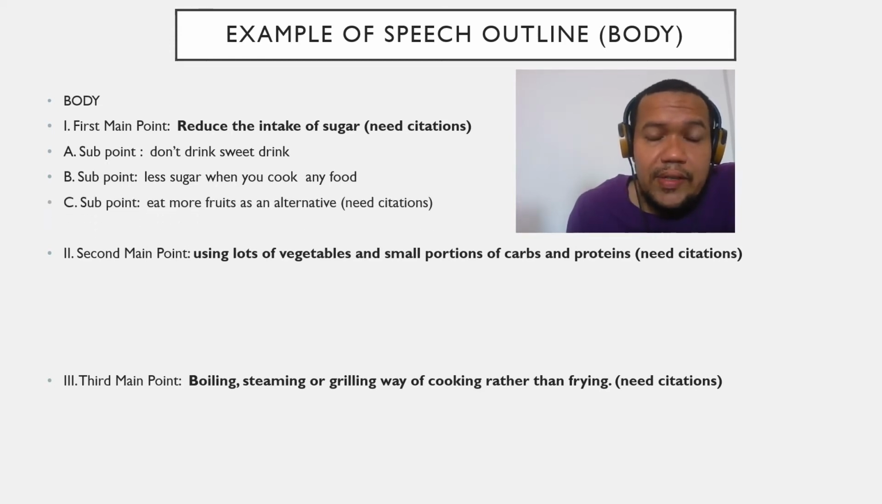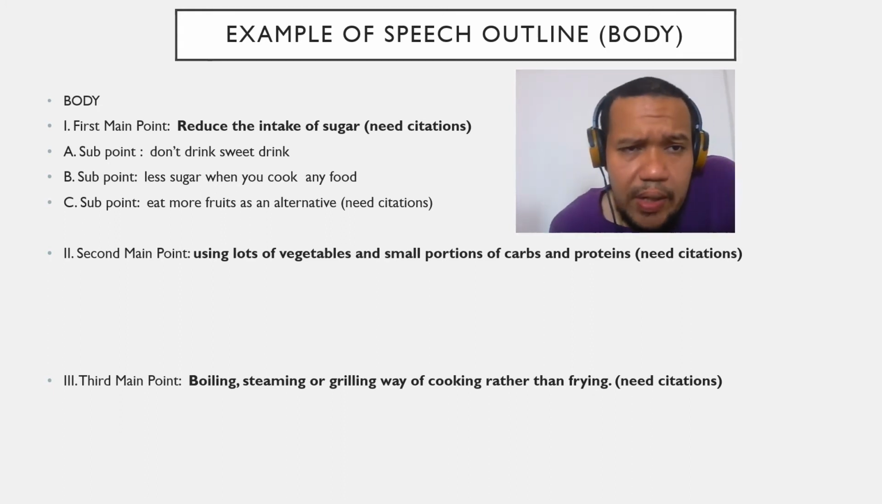For the third sub point, C, eat more fruit as an alternative. Of course you need a citation that shows that fruit can provide you natural sugar, because some people are addicted to sugar. So basically sub points A, B, and C explain how to reduce the intake of sugar.